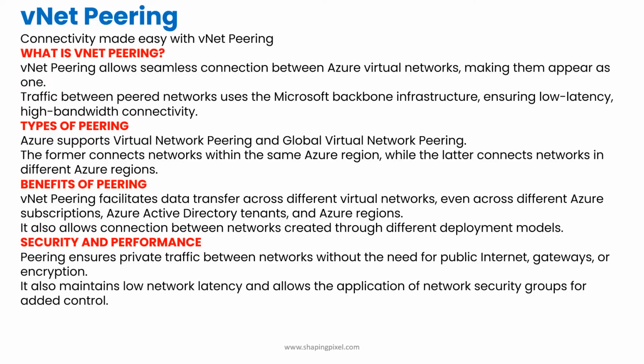VNet peering facilitates data transfers across different virtual networks, even across different Azure subscriptions, Azure Active Directory tenants, and Azure regions. It also allows connection between networks created through different deployment models. Peering ensures private traffic between networks without the need for public internet gateways or encryption. It also maintains low network latency and allows the application of network security groups for added control.